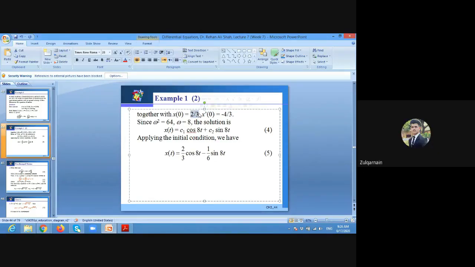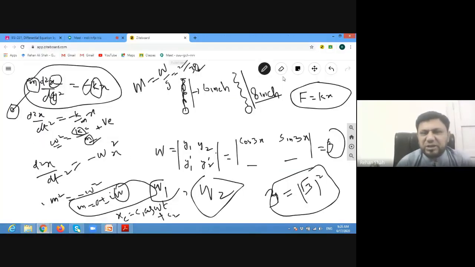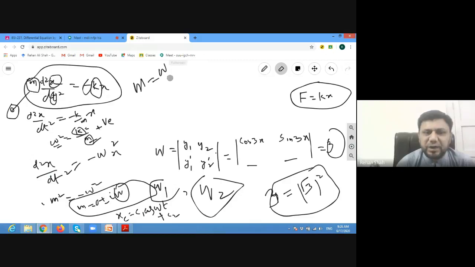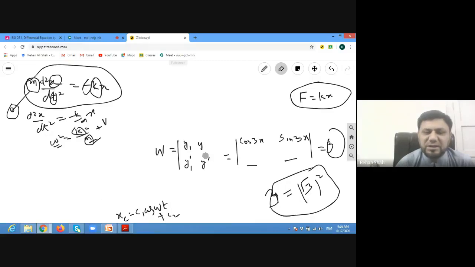Sir, please repeat this. Okay, look, this differential equation is now dependent on what? First tell me, it depends on x. It depends on x. So to solve this differential equation, you need two initial conditions, because x depends on time.